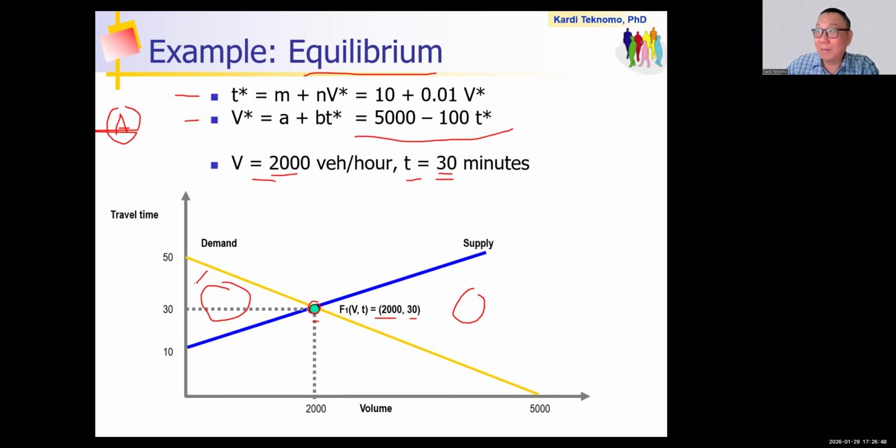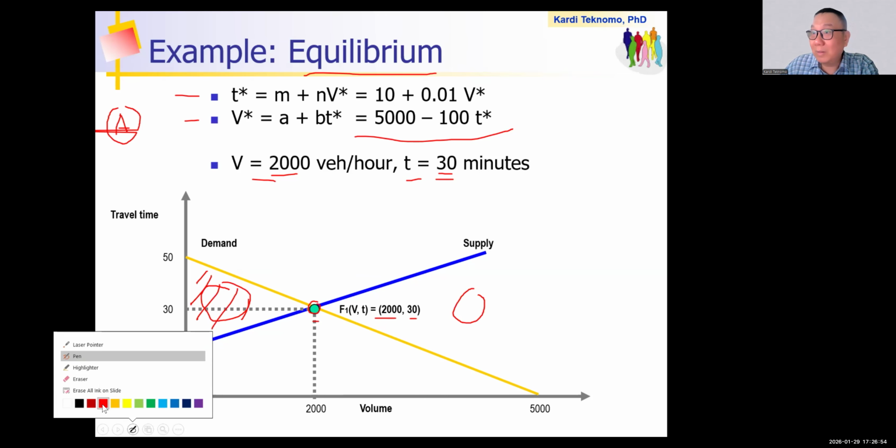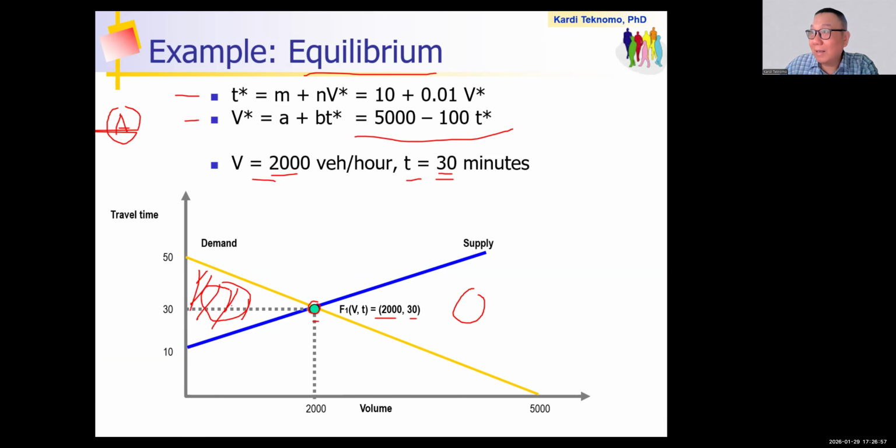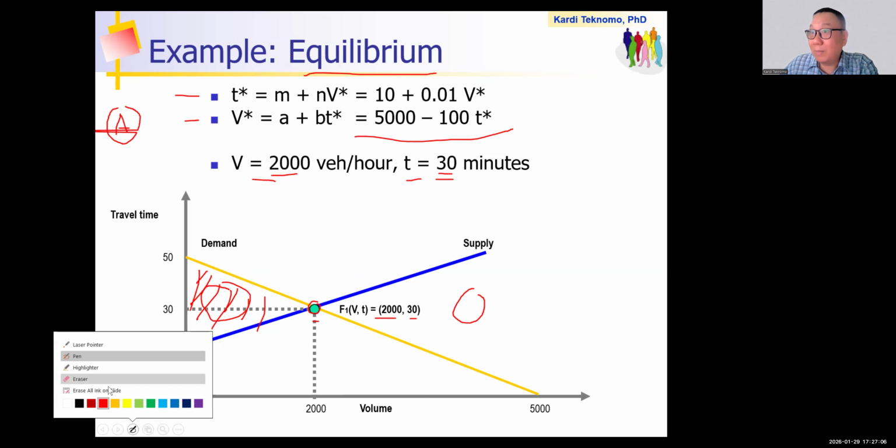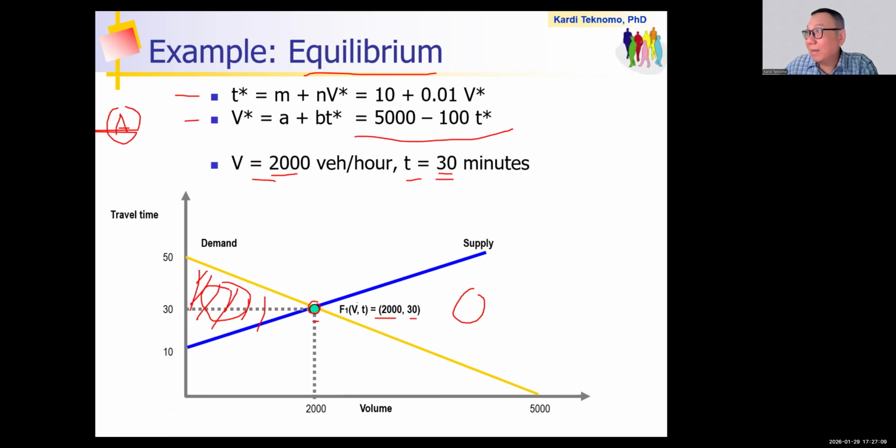So in this area, let me throw in a different color. In this red area, demand is higher than the supply at this point. And then if I throw in this green, the supply is higher than the demand. We are not interested in that. So in this model, we are talking about equilibrium. At equilibrium, that is equal. Demand is exactly the same as the supply.